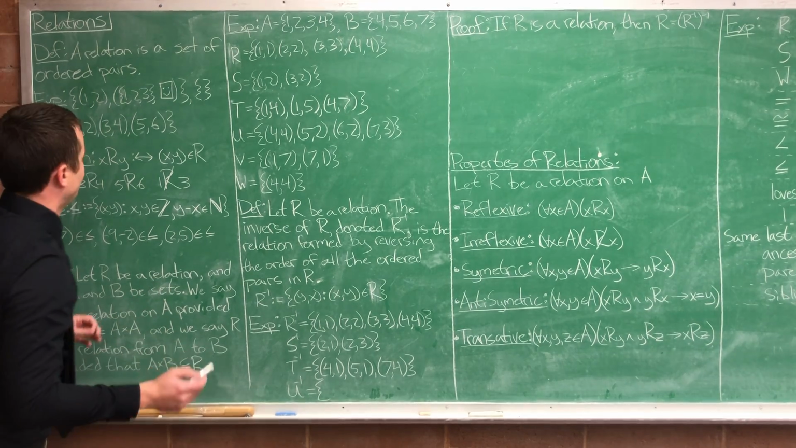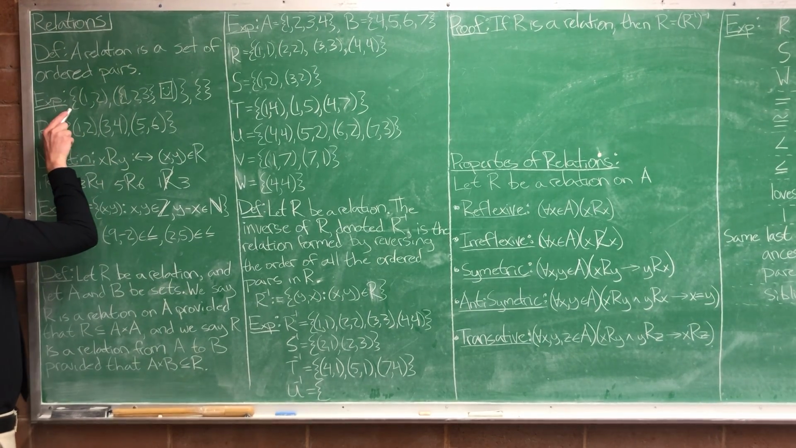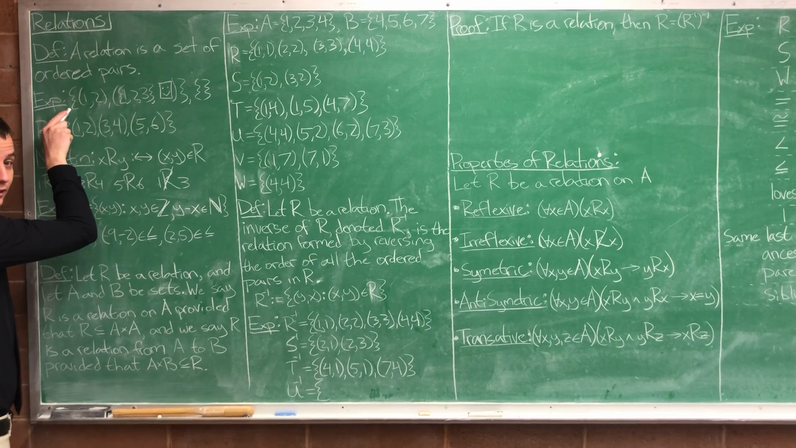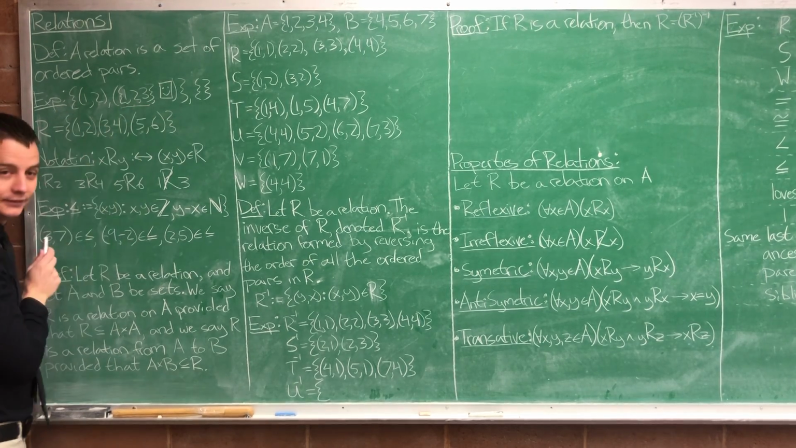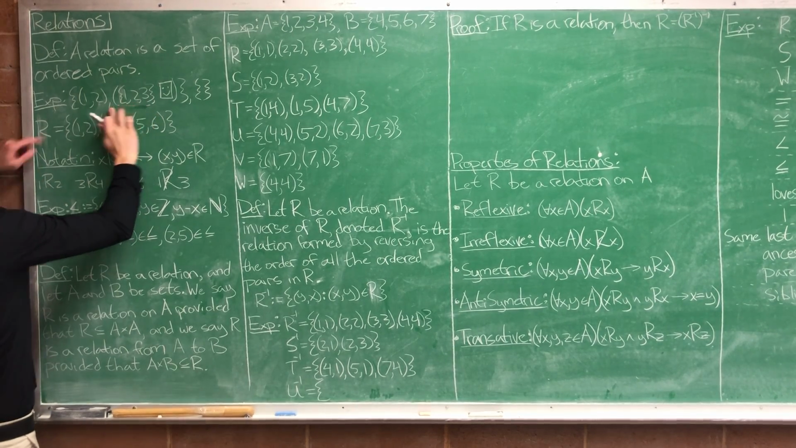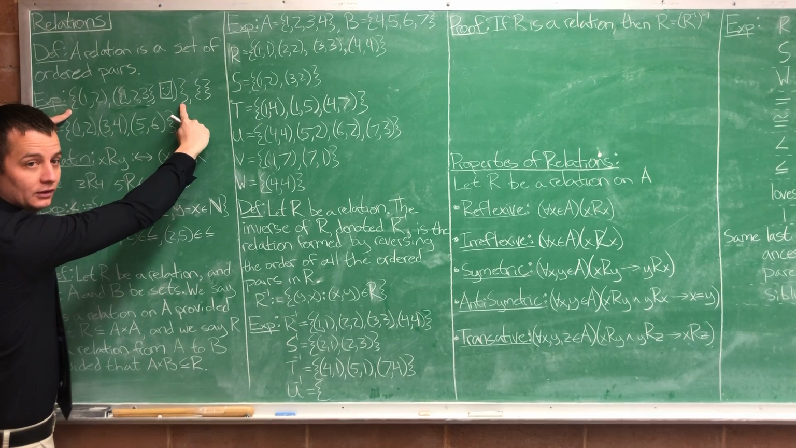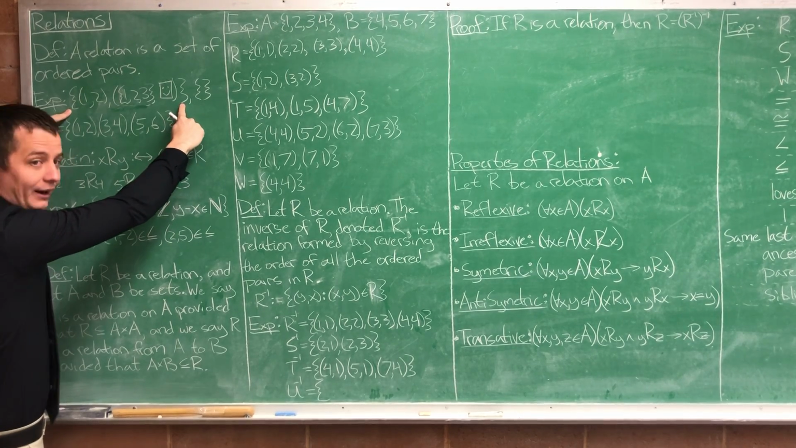Okay. Example. Is this a relation or not? That is not an ordered pair. That's a set with three elements. That's not. So is this set right here a relation? That is a relation. It's all in an ordered pair. Yes, this set right here is a relation.